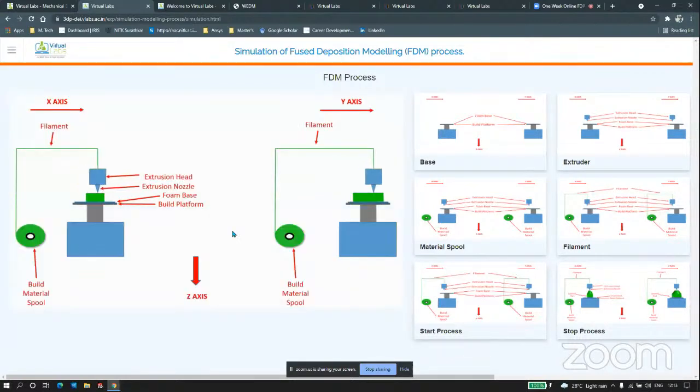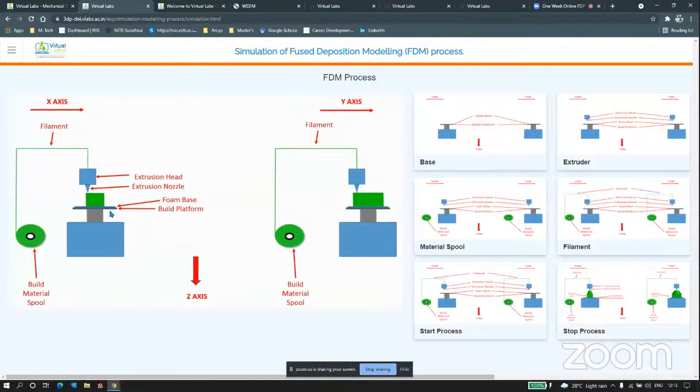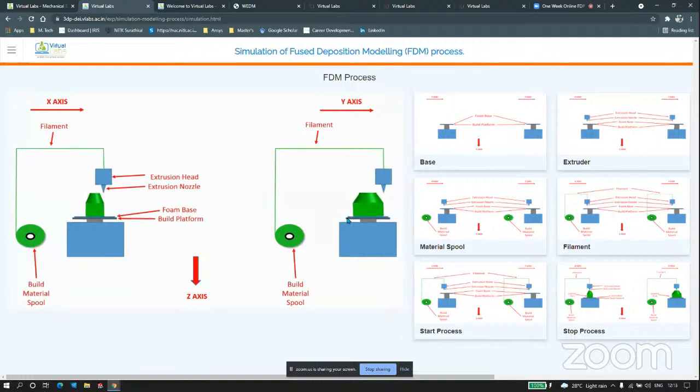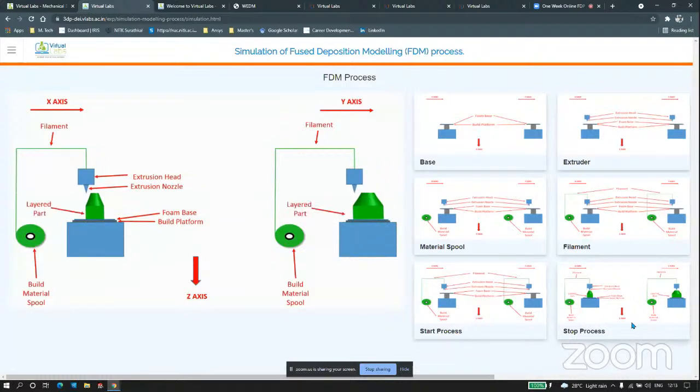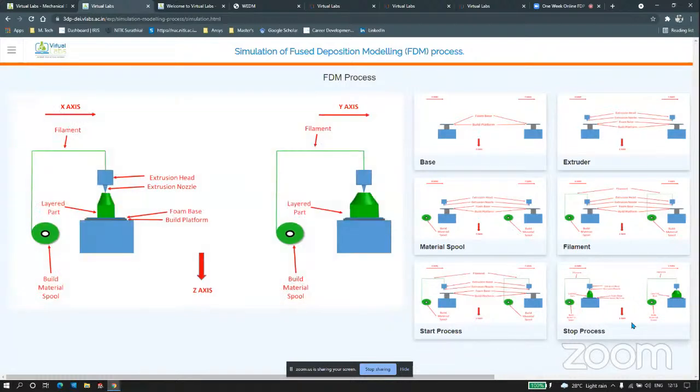So like this, the material will be fed into the extrusion nozzle. Then we will start the process. Once one layer is formed, the build platform will move down, and the next layer will be formed. Once the model is formed, we can stop the process. Normally in printers, it will stop the process automatically. So like this, we can get a 3D printed model using the FDM process.